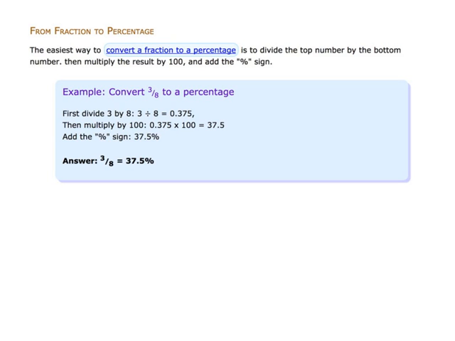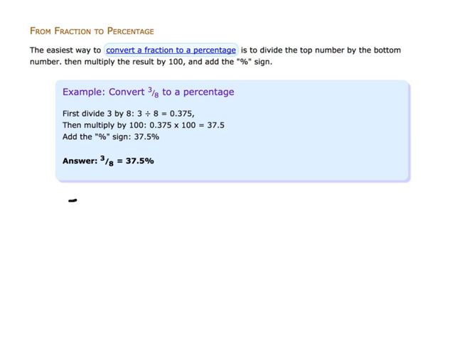Now to go from a fraction to a percentage, we really need to take an intermediate step. It's often very difficult to go from a fraction directly to a percentage. Usually we need to convert the fraction to a decimal first. And remember, when we're converting a fraction to a decimal, we just divide the top number by the bottom number, the numerator by the denominator. In this case, we're converting 3/8 to a percentage. First, we divide 3 by 8, and we get 375 thousandths. And then we follow the previous step. We multiply by 100 and add the percent sign.